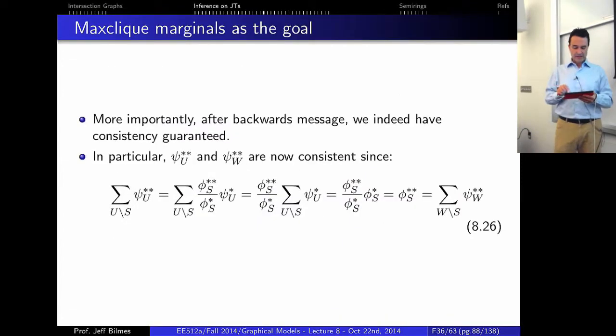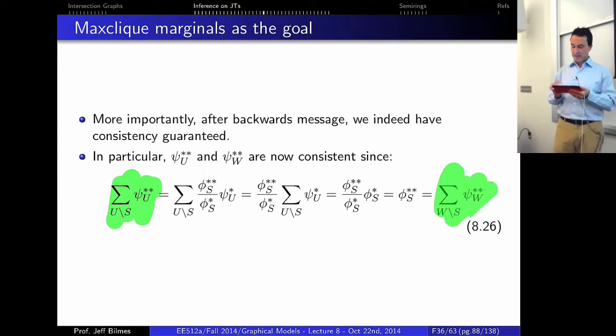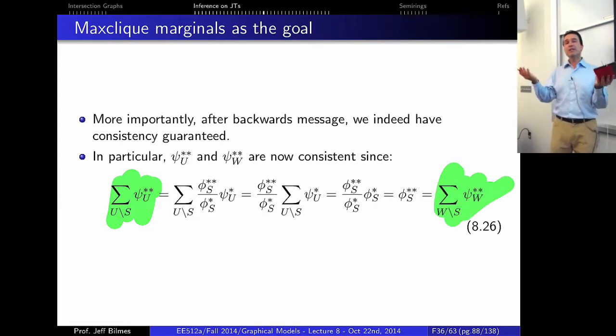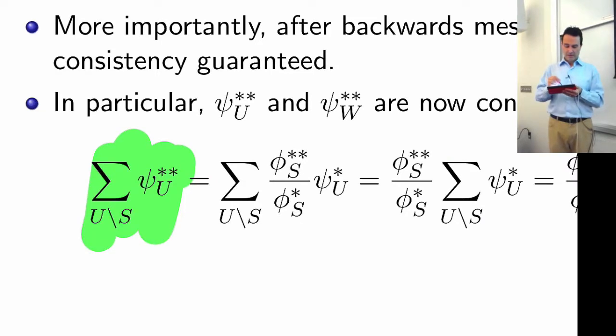Let's talk about the fact that we've now got consistency. So consistency would mean that this updated potential on the left and the updated potential on the right are such that they agree with what they have in common. So with what they have in common means that on the left we sum out u except for s, and on the right we sum out w except for s, and what we're left with is s. So let's start going with this, moving forward.